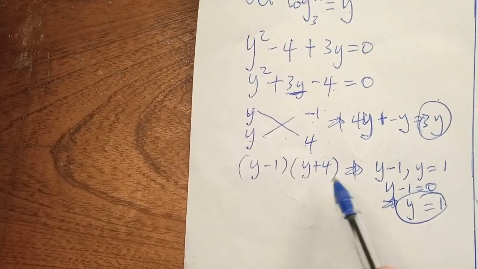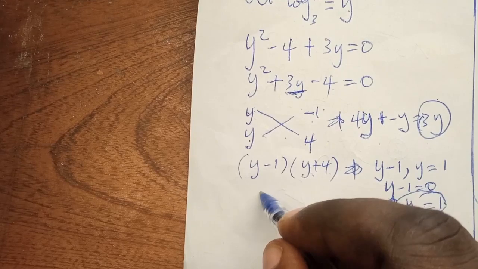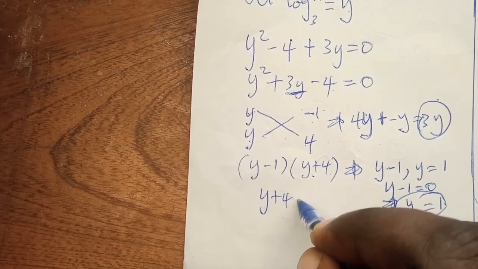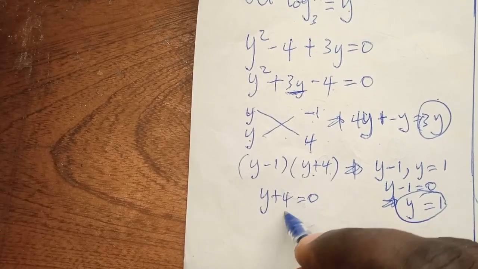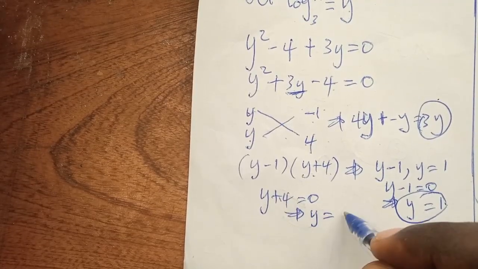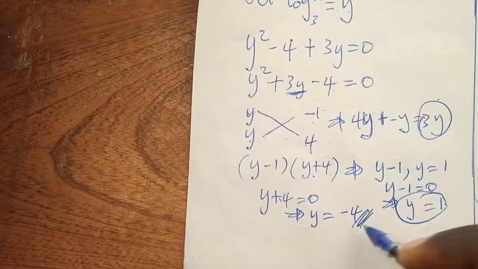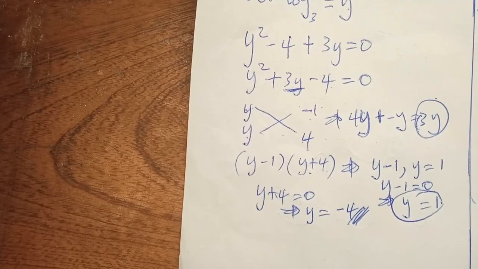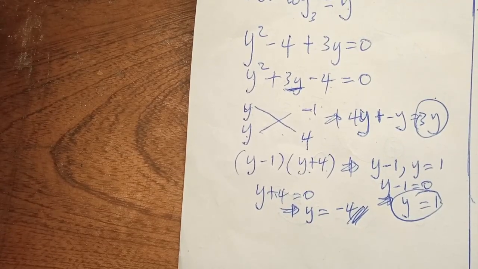Or we can use this one here, y plus 4 equal to 0. This implies that y will be equal to, we take the 4 to the other side, minus 4. So y can be 1 and y can be minus 4. Now we know y, it is time for us to get x.